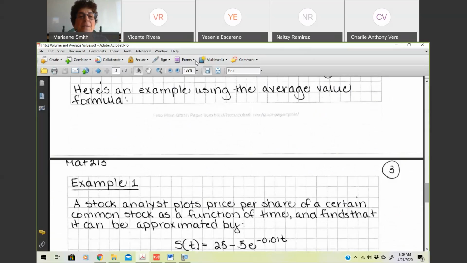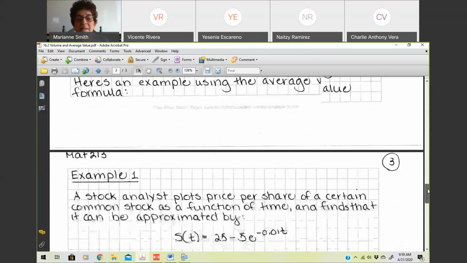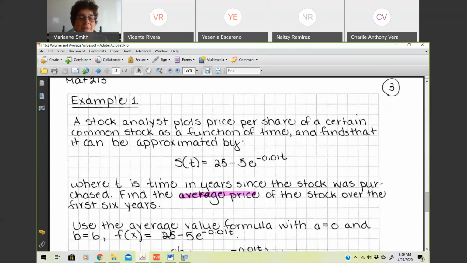Let's take a look. A stock analyst is plotting the price per share of a certain common stock as a function of time, and finds it can be approximated by this function. S of t is the value of the stock. Let's assume it's in dollars, and t is the time in years since the stock was purchased. You can see we have an exponential function here.